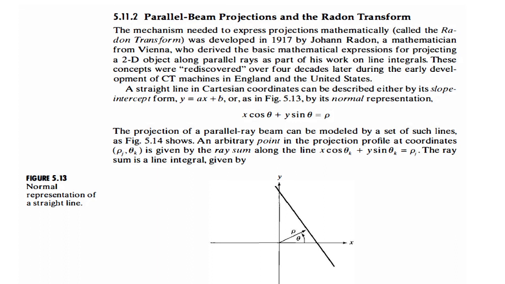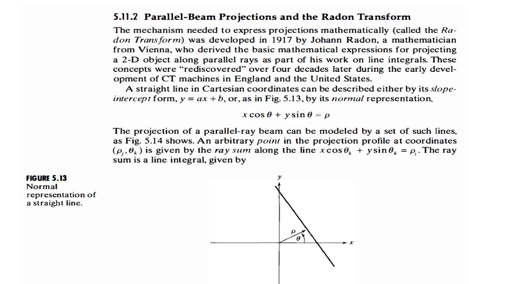Let us consider Cartesian coordinates. So what is this Radon transform? We take a straight line in the Cartesian coordinates, and it can be described by its slope-intercept form, that is y equals ax plus b, as shown in this figure. The projection of a parallel ray beam can be modeled by a set of such lines as it shows. Take an arbitrary point in the projection profile at coordinates rho j comma theta k. It is shown in the figure also. It is a ray sum of the line x cos theta k plus y sin theta k, which is equal to rho j.